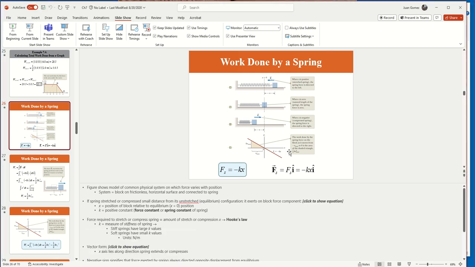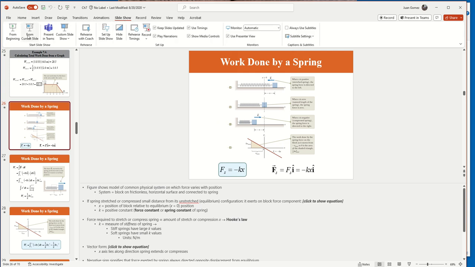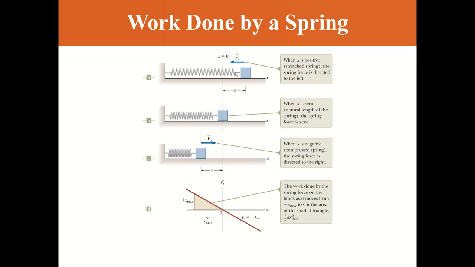Hooke's law is an equation that explains how a mass behaves when it's attached to a spring. Here's the sketch in panel A. Here we have a spring, and here's the mass attached to the spring. We'll assume for now that there's no friction between the block and the horizontal surface. One end of the spring is fixed. The block is attached to the other end.